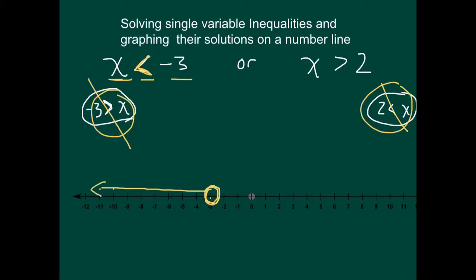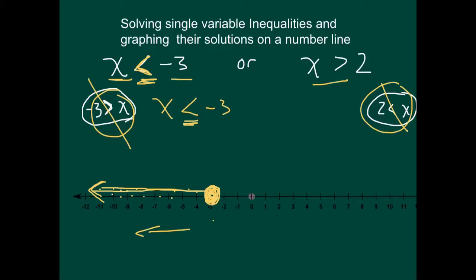The line is made up of an infinite number of points. Each one of those points represents one of the possible values of x, which are infinite. So long as you are less than negative 3, any point there will be a solution. If this were x is less than or equal to negative 3, the inclusion means you would darken in at negative 3, saying yes, negative 3 is included.